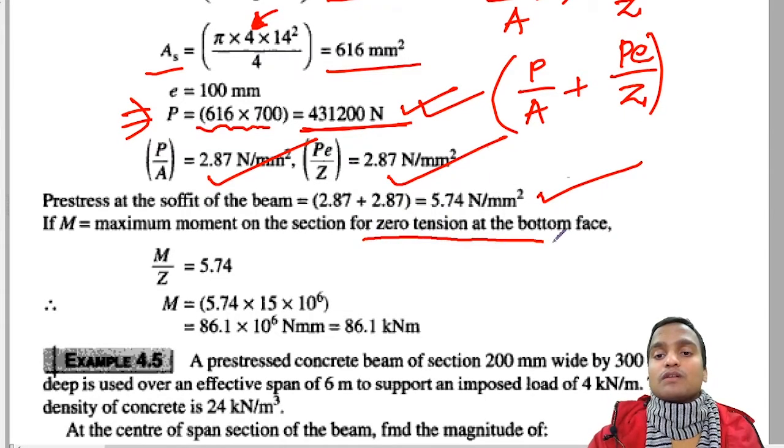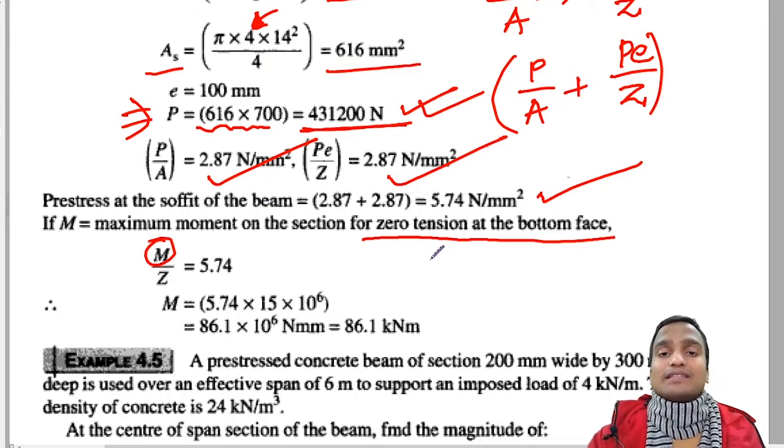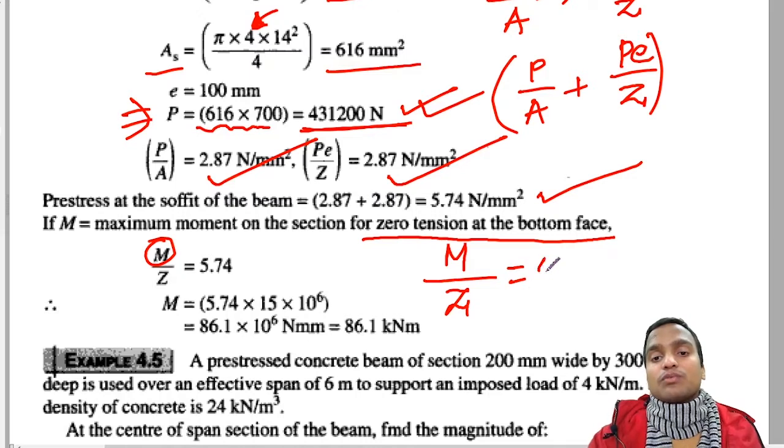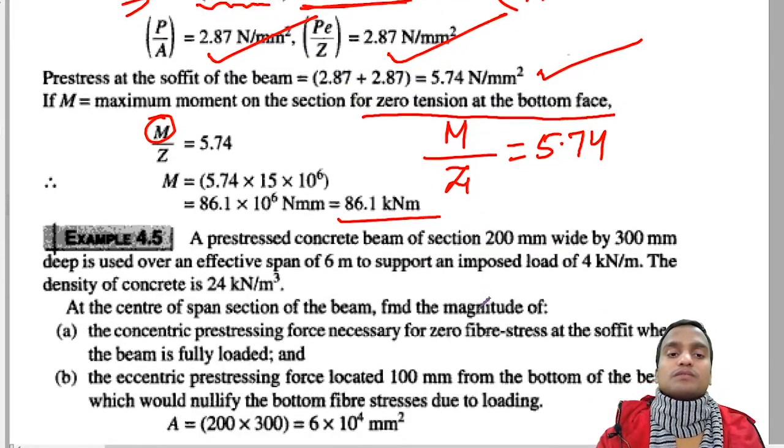zero tension at the bottom face can be equal to M. If there is an external moment M, and we generate tensile stresses of magnitude M by Z and equate it with 5.74 compression, M can be calculated by multiplying this 5.74 with the Z value, and this is coming at 86.1 kilonewton meter. So this is how we can calculate the maximum moment for zero tension.